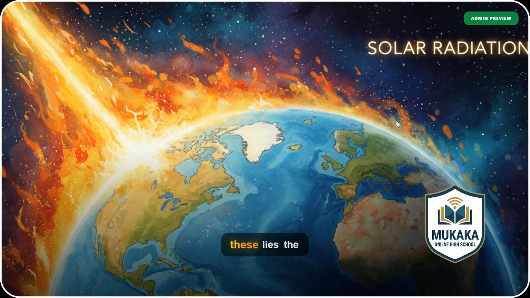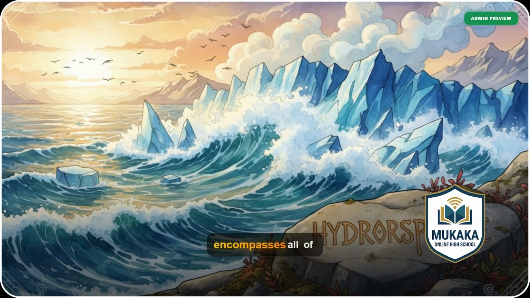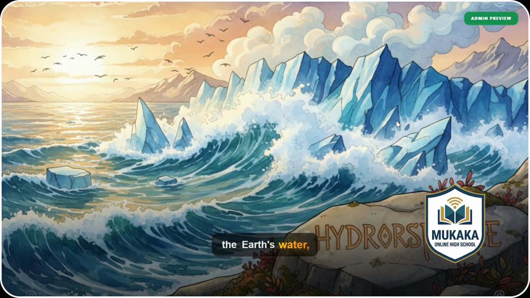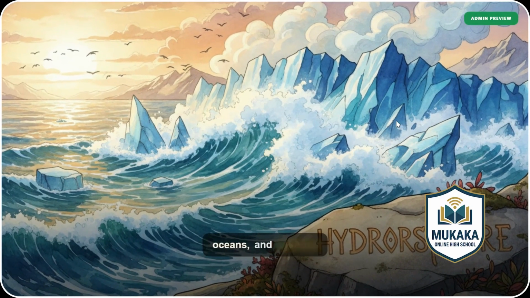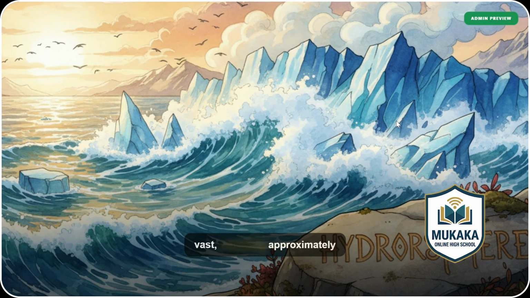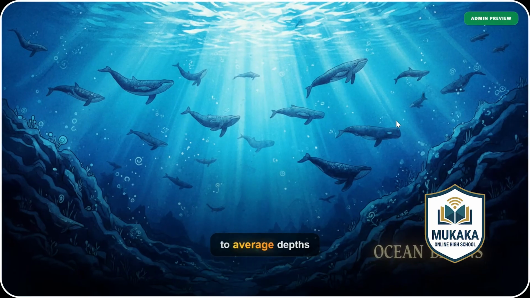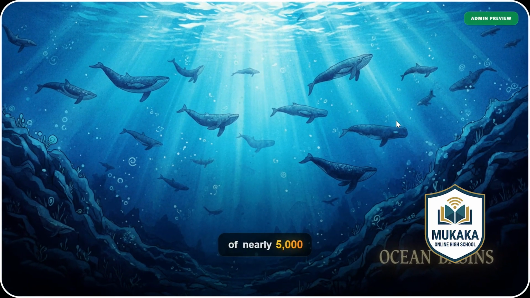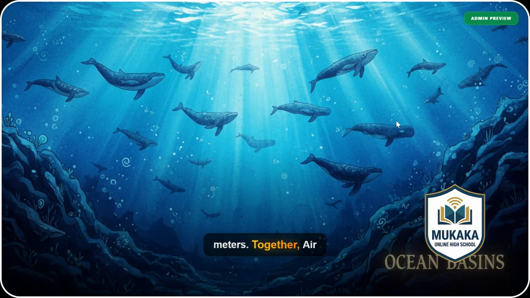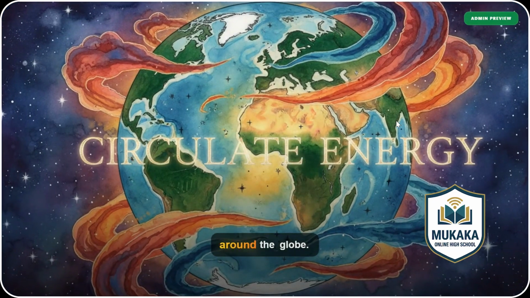Below this lies the hydrosphere. This sphere encompasses all of the Earth's water, solid ice, liquid oceans, and gaseous vapor. It is vast, covering approximately 71% of the Earth's surface, with ocean basins plunging to an average depth of nearly 5,000 meters. Together, air and water circulate energy and heat around the globe.